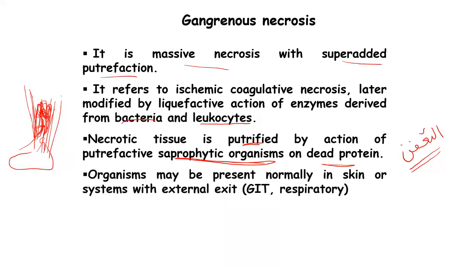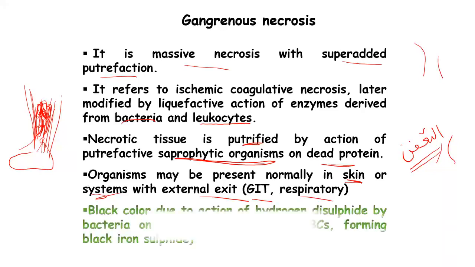These organisms may be present normally in the skin or in systems with external exits like the GIT and respiratory system, meaning they can enter from the upper or lower respiratory tract or from the GIT. Any system with an external exit can give a chance for these organisms to enter.